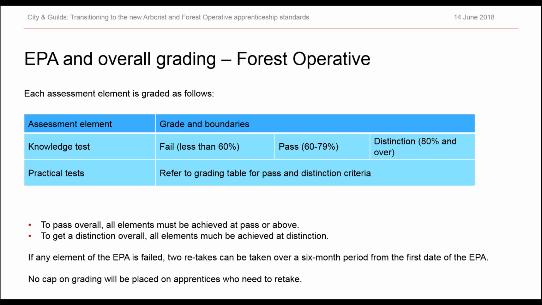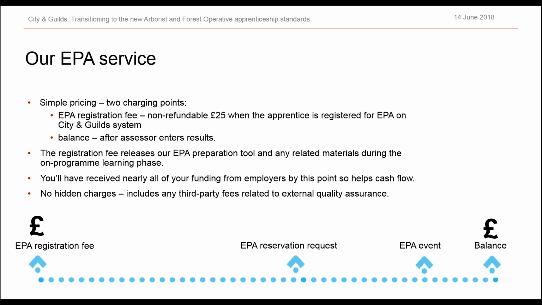In terms of our EPA service, we have a fairly simple pricing structure with 2 charging points. We have an initial registration fee, which is a non-refundable fee of £25 when the apprentice is registered for EPA on our system, and that will release the online support tool. The balance of the payment is due after the assessor enters the results. So the way this works is you will have received nearly all, if you're a training provider, of your funding from the employers by this point, so this will help your cash flow. We have no hidden charges, and within our fees we include any third-party fees related to external quality assurance.